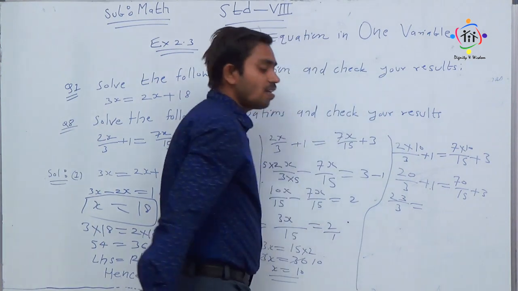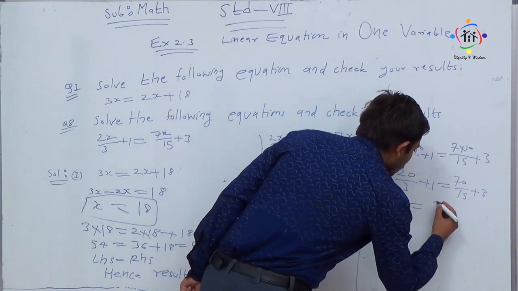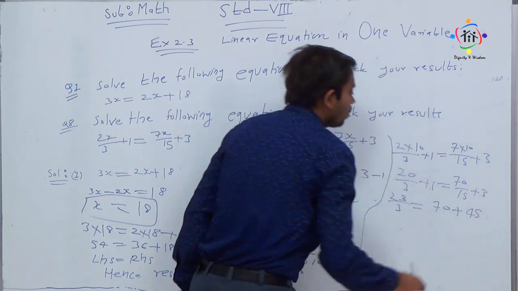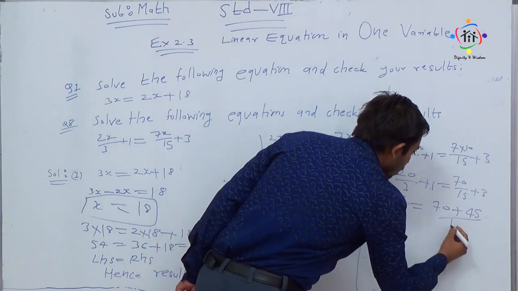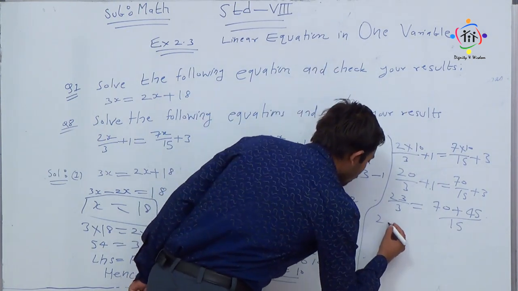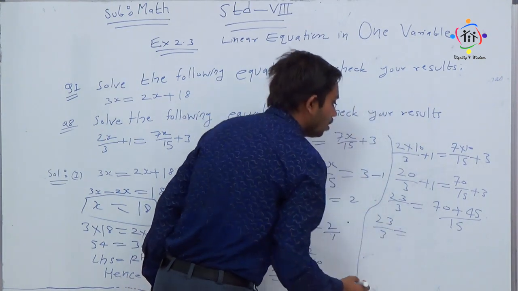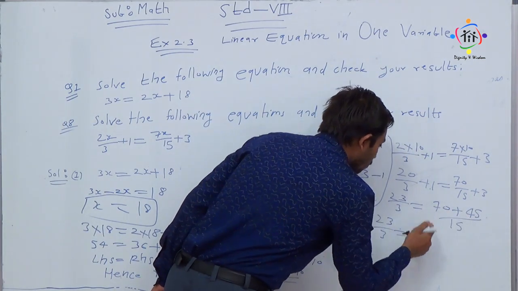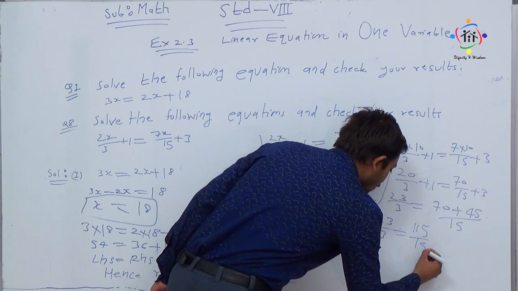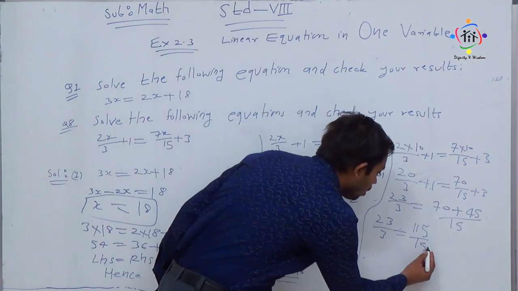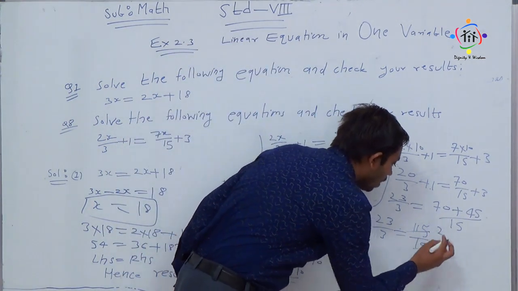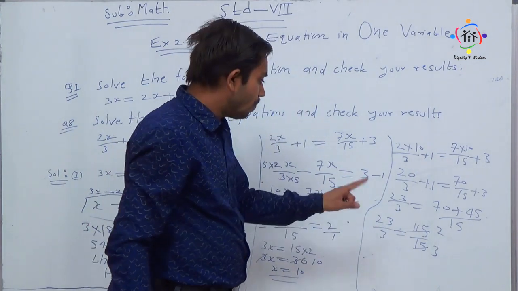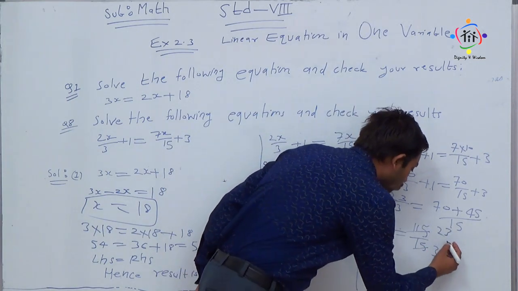Similarly here, 15 3s are 45, 70 and 45 divided by 15, my dear students. 23 by 3, here 5, 7 plus 4 is 11, 115 by 15, my dear students. Now 5 3s are 15, 5 2s are 10, remainder coming 1, take 5 down, it becomes 15, 5 3s are 15, my dear students.